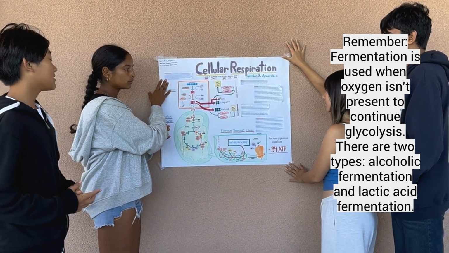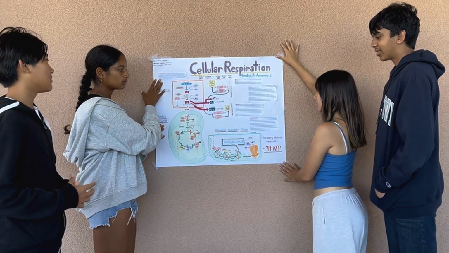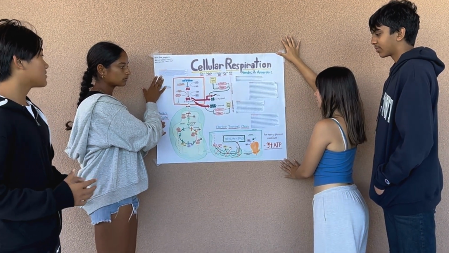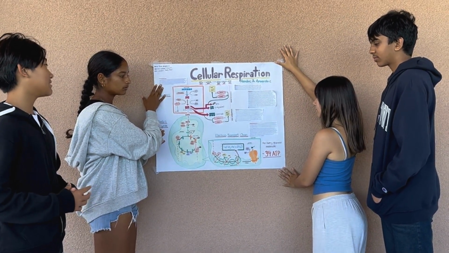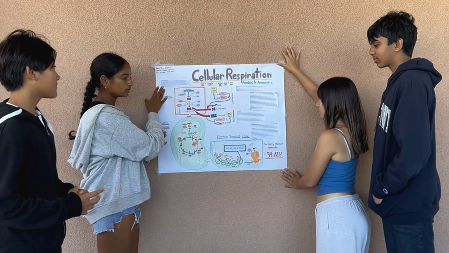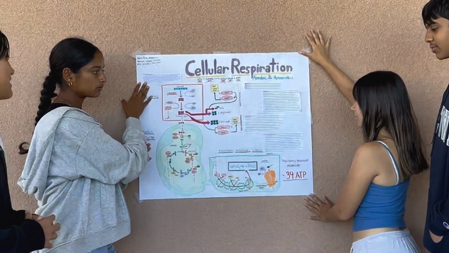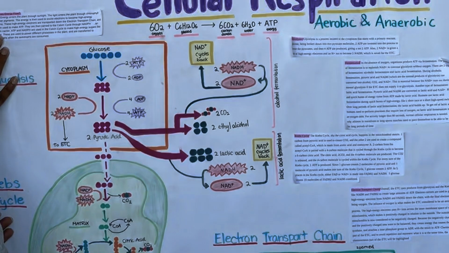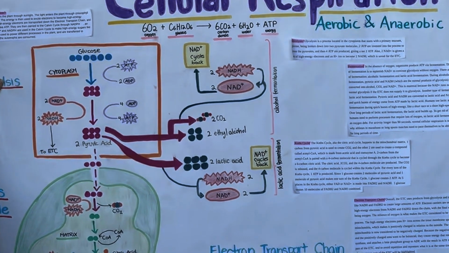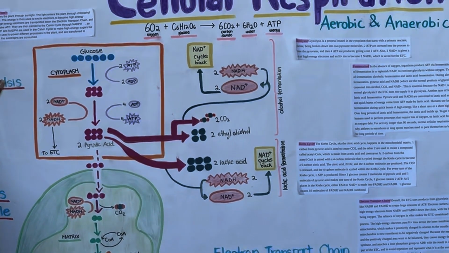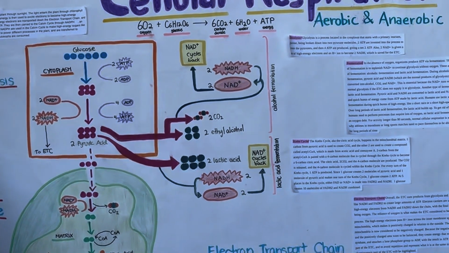During alcoholic fermentation, pyruvic acid is broken down into 2 CO2, 2 ethyl alcohol, and 2 NAD+. During lactic acid fermentation, pyruvic acid is broken down into 2 lactic acid and 2 NAD+. The NAD+ cycles back into glycolysis.